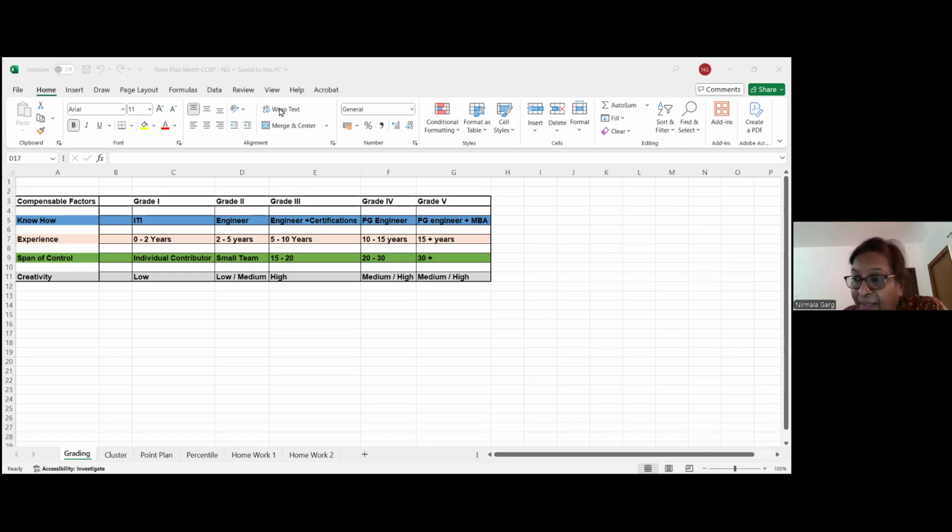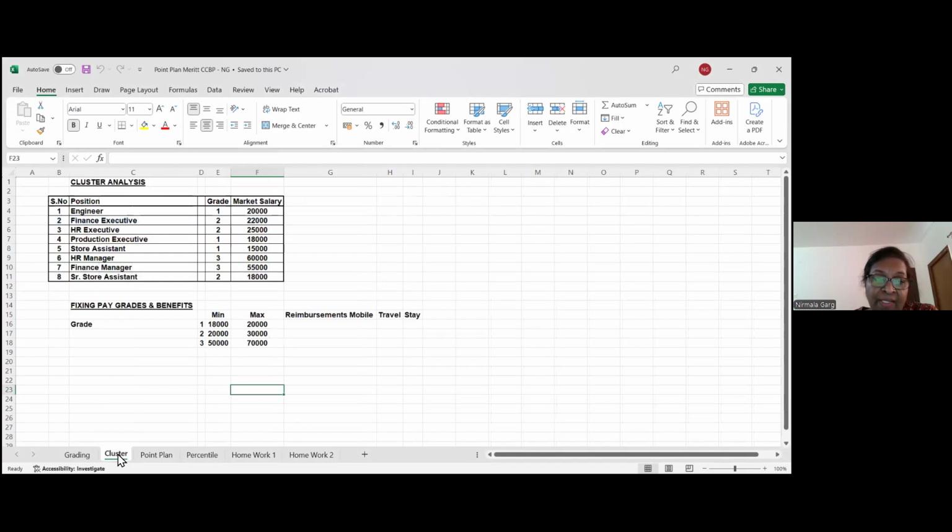Having done that, now you need to design what? The salary structure. You have to assign salary ranges. How would you do that? You would do it through another technique called cluster analysis. For easy understanding, I've already done some work. Can all of you see, or do you want me to make it a little bigger for you?